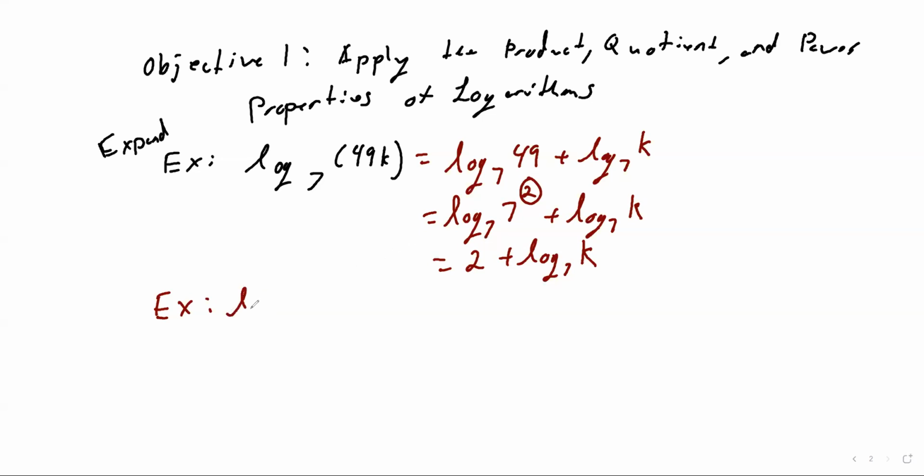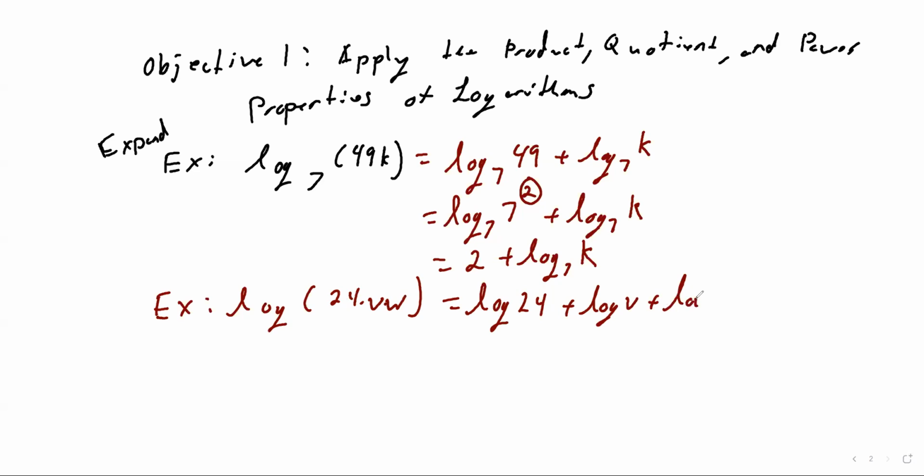Let's look at log 24VW. In this one here, I see that I have 24 times V times W. So that all means addition. So this becomes log 24 plus log V plus log of W. Now, again, we have a number here. Remember, there's no base there. It's an imaginary 10. Is there any way to make 24 be a power of 10? Hopefully you're saying no. If that's the case, then that is it. That's all you can do in that example.